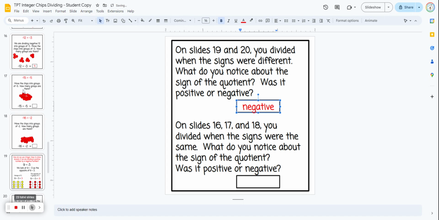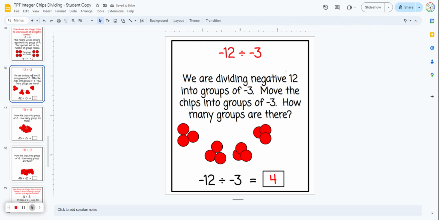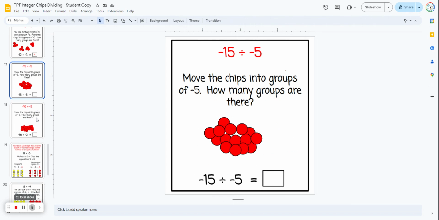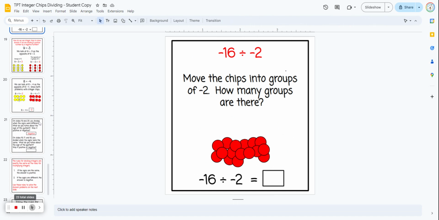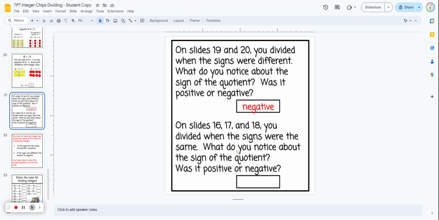On slides 16, 17, and 18, the signs were the same. Here they were both negative. So when the signs were the same, our answer was positive. And that just leads them to the rules of dividing integers, which is exactly the same as the rules for multiplying integers. If the signs are different, their answer is negative. If the signs are the same, their answer is positive.